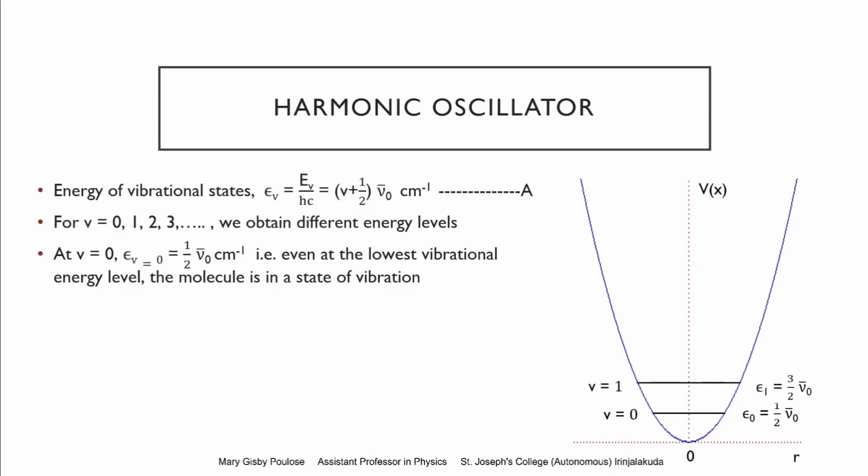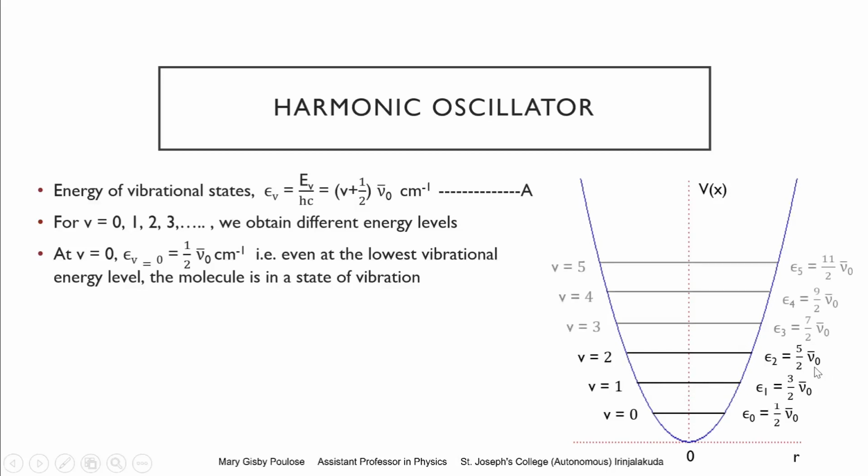That is, even at the lowest vibrational energy level, the molecule is in a state of vibration. Now for v equals 1, we have the upper energy level of energy epsilon 1 equal to 3 by 2 nu naught bar. For v equals 2, we have the higher energy level epsilon 2 equal to 5 by 2 nu naught bar. Likewise, for vibrational quantum numbers 3, 4, 5, we have the corresponding epsilon values.